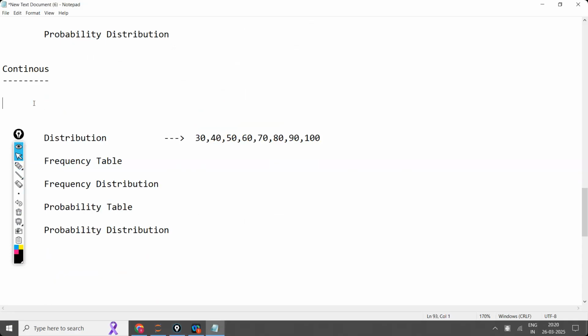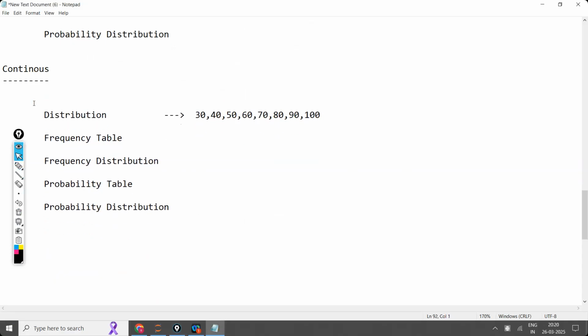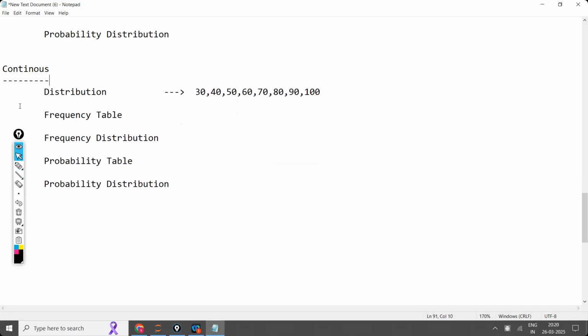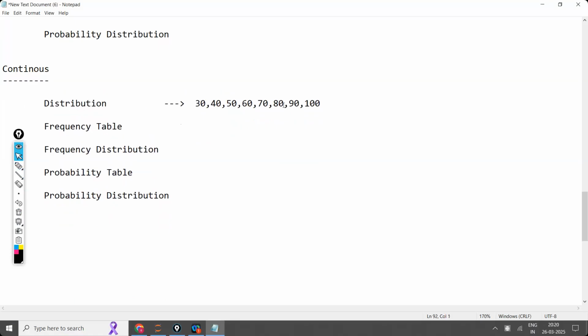Yes or no? Are all of them clear? What is meant by distribution? Everything with an example. That is the reason I asked you to take that data set, and for that data set only I calculated each and everything. Clear or not clear?